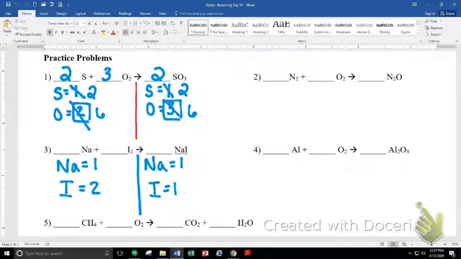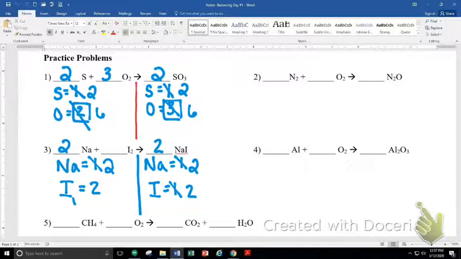The iodine are not balanced. I need more on the product side, on the right-hand side, so I need to add a coefficient. A coefficient of 2 will multiply to give me 2 iodine. Again, when I do that, that also changes my sodium. So then I need to go ahead and balance out my sodium. So if I put a coefficient of 2 here, that changes my sodium. Again, as soon as your inventory is equal, you are done.